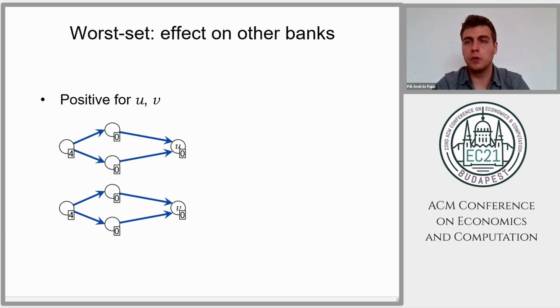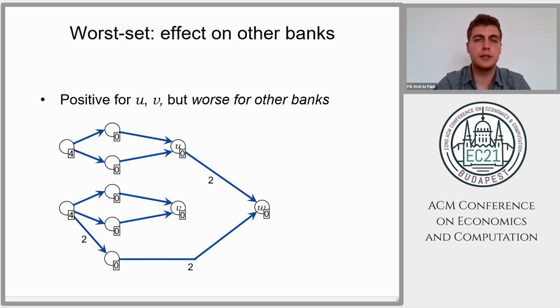And actually the worst sum model is usually very similar to this, just with extra technical steps. So that's why we focus on this simpler model now. So we've seen that a swap can be positive for U and V, but the first thing to note is that even though this is the case, it can still be worse for other banks in the system.